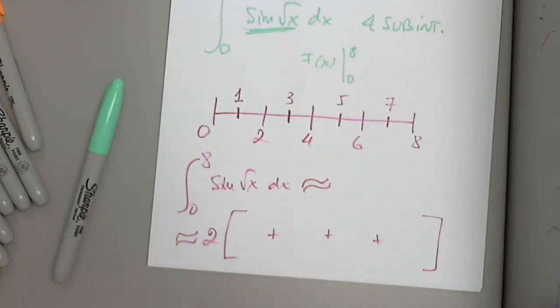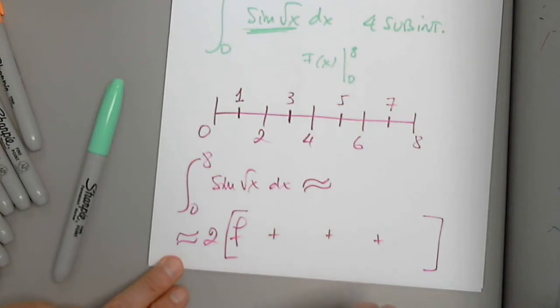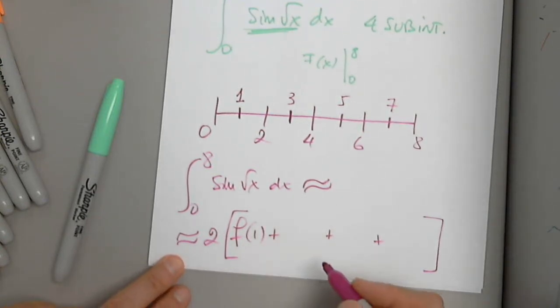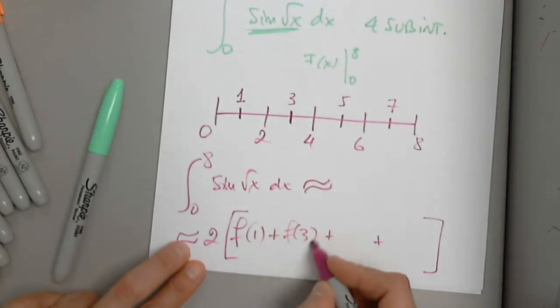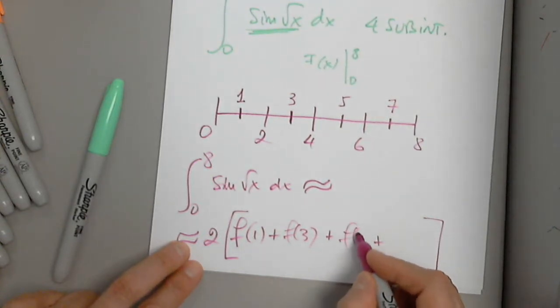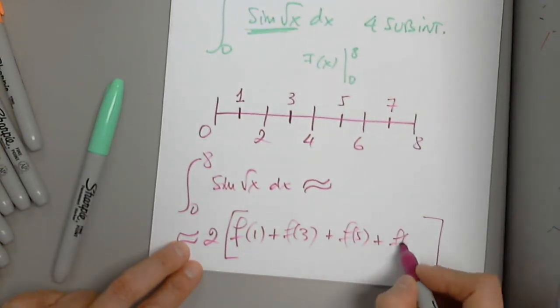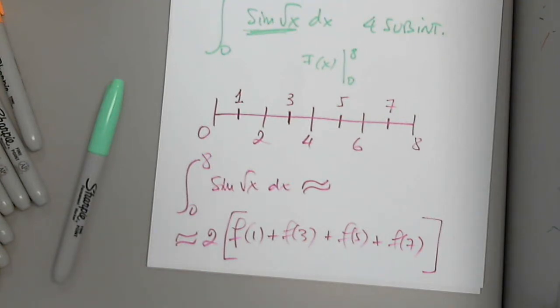First one is f of... very good. Next one. Very good. Next one. Very good. And the last one? Right. So let's put this in the graphing calculator. We're not going to do this by hand.